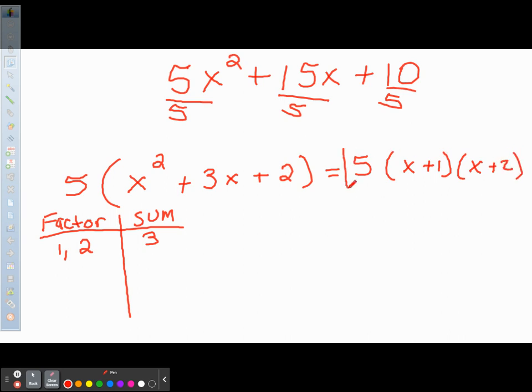The biggest thing, the most common mistake I see people making, is after they factor out the 5, whenever they go to write their answer, they forget to put this 5 back up here in the front. So don't forget to put your greatest common factor in the front of your answer.